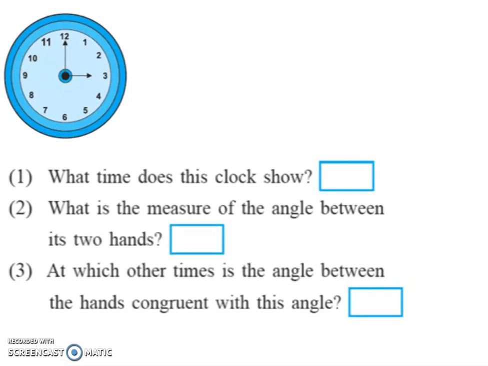Students, you can see a clock in the figure. What time does this clock show? Yes, the small needle is pointing towards 3 and the bigger needle points to 12. So the time is 3 o'clock. What is the measure of the angle between its two hands? What kind of an angle is it? It is a right angle and therefore it measures 90 degrees.